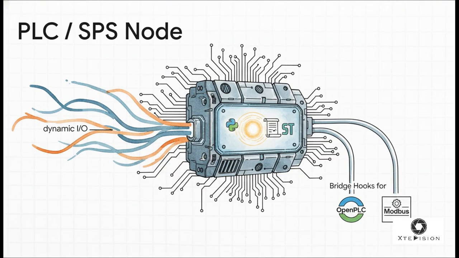This is all possible because of the PLC/SPS node. It's a special node that lets you run industrial-style logic with dynamic inputs and outputs right there on the canvas. It can hold its state, and it supports different ways to run the logic, from basic rules to Python or even structured text. It even has hooks to sync up with industry standards like OpenPLC and Modbus.